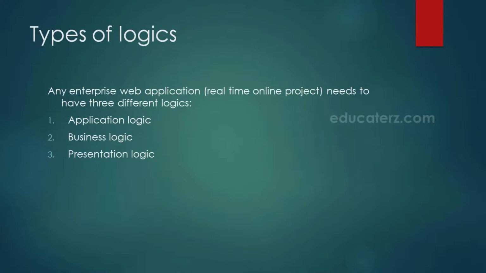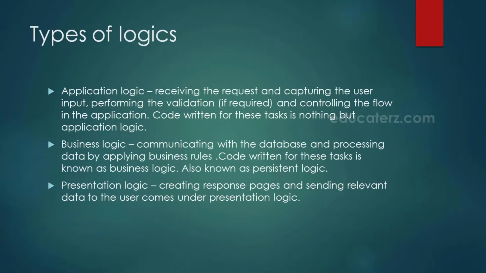In any web application, in a real-time online project, we need to have three different logics, namely application logic, business logic, and presentation logic. What is application logic? Application logic is nothing but receiving the request and capturing the user input, and if required, performing any validation, and controlling the flow in the application. The code written for all these tasks comes under application logic.